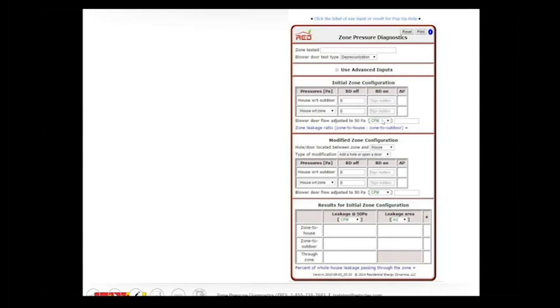So this is basically what the entire tool looks like. You'll find this right on the website. This is a web-based tool. And then all you really have to do is just run those tests and put this information in. And it's very, very self-explanatory.